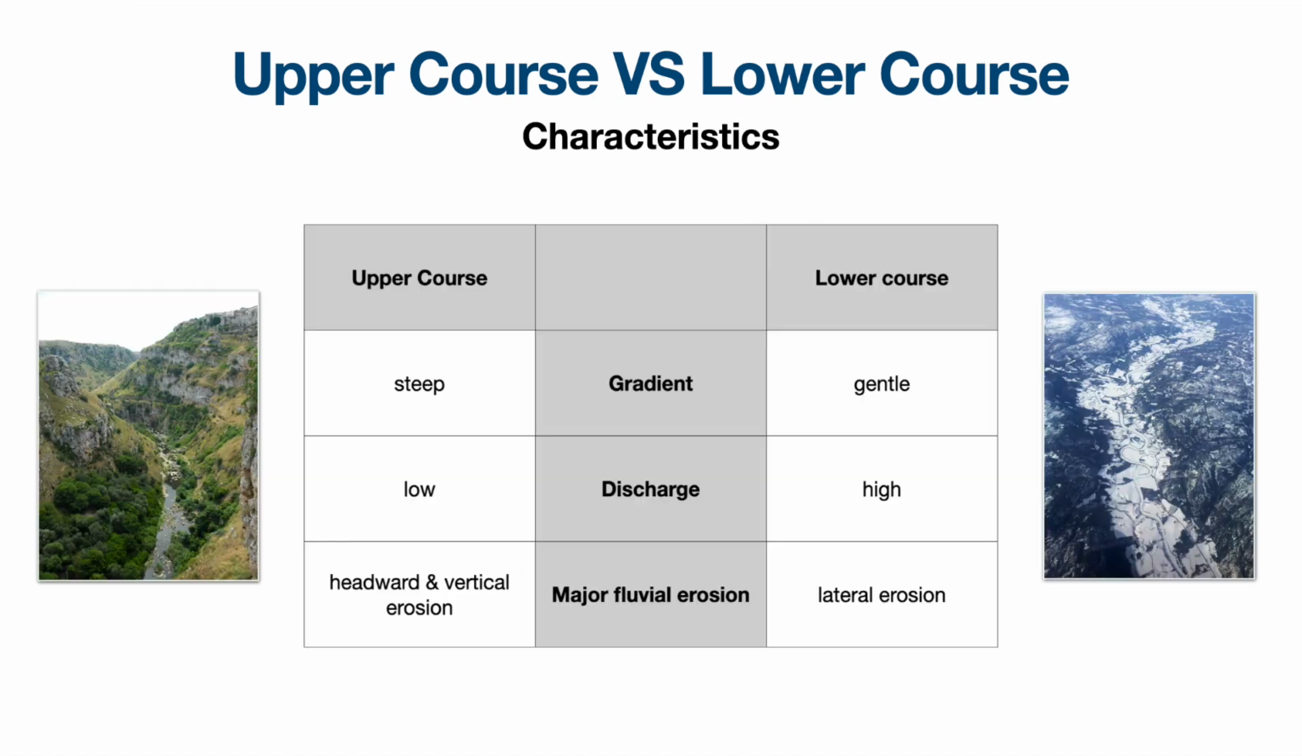Okay, so gradient, we have steep gradient because of small amount of river discharge. Steep slope is uphill, upland, usually high up in the hill slope. Lower course, we have gentle gradient because of lateral erosion.